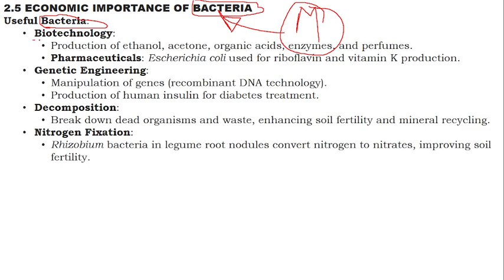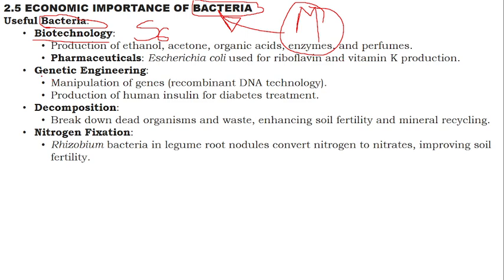Bacteria are used in biotechnology. I'm going to teach you biotechnology in senior 6 biology. We are going to see that some bacteria are used to make things like insulin through genetic engineering. Biotechnology includes the production of ethanol and acetone, all about industrial manufacture, making different things by using bacteria.